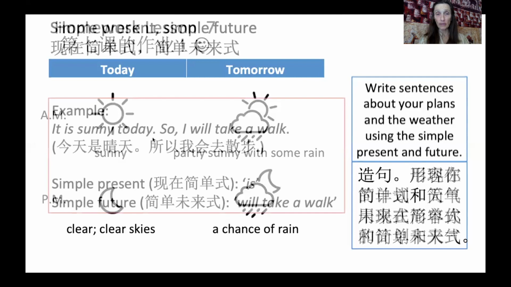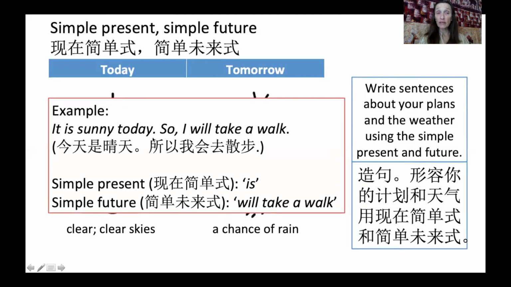So here's some examples. It is sunny today. So I showed you that the weather forecast, the 天气预报, said that it was going to be sunny. So it is sunny today. Here's my plan. So I will take a walk. And the simple present is here. But the simple future is will take a walk. Okay, so the homework actually is practicing simple present and simple future.